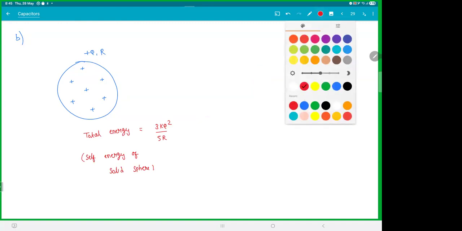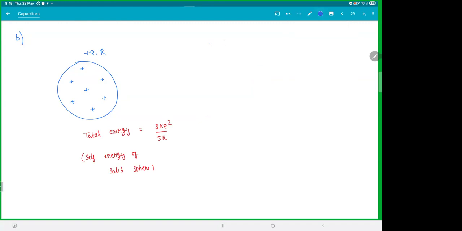And then we are going to argue, since the field outside is similar to field outside a hollow shell, the energy must be same. So energy outside, that is from x is equal to r to x is equal to infinity, must be kq square by 2r.